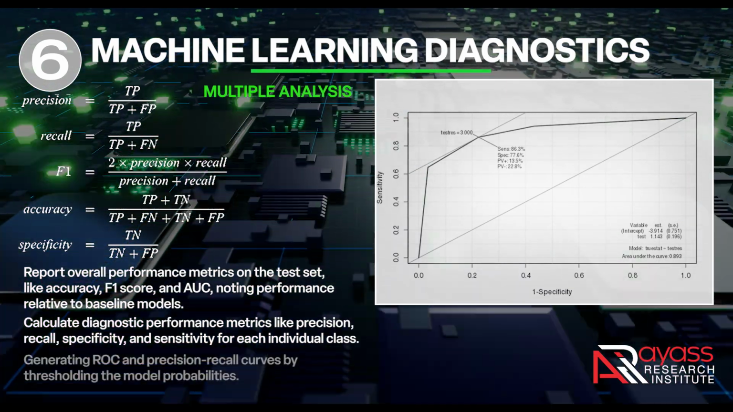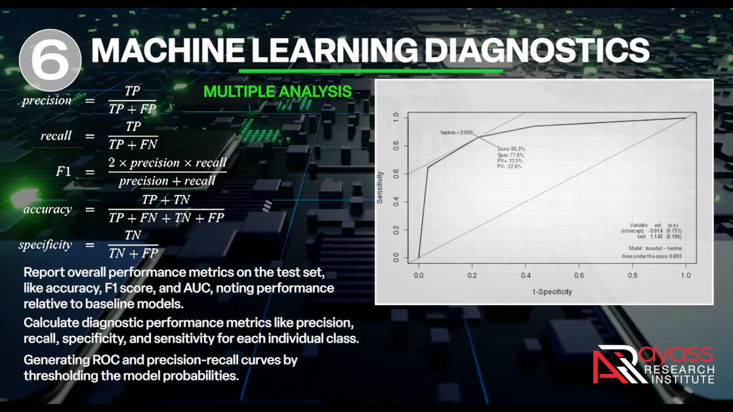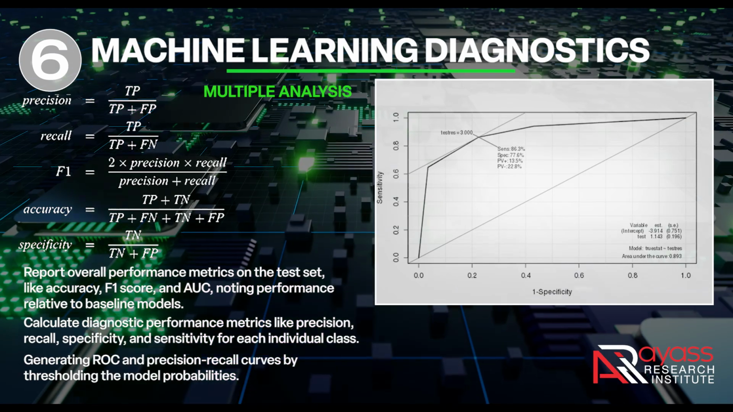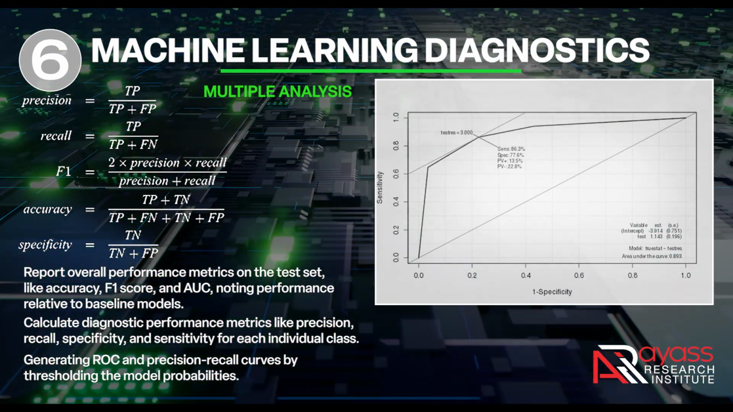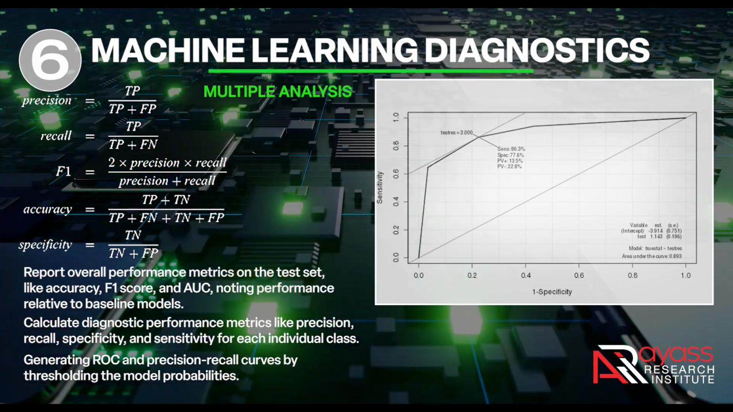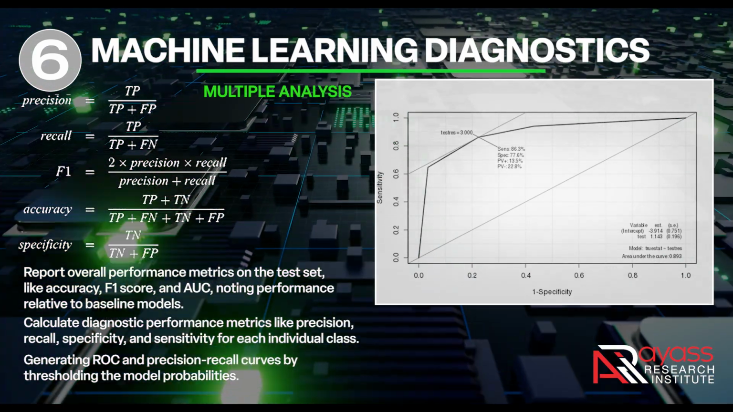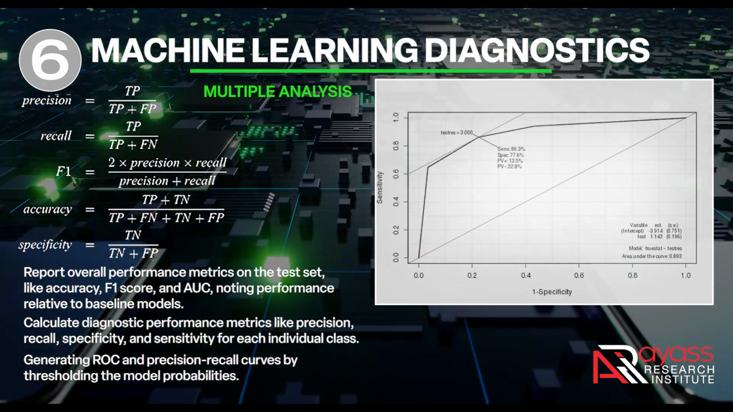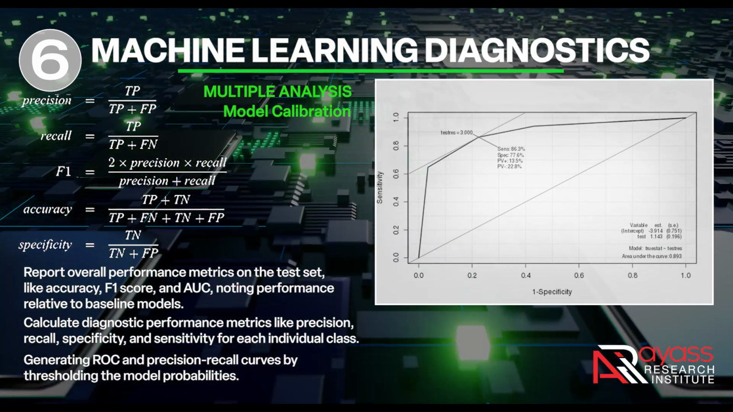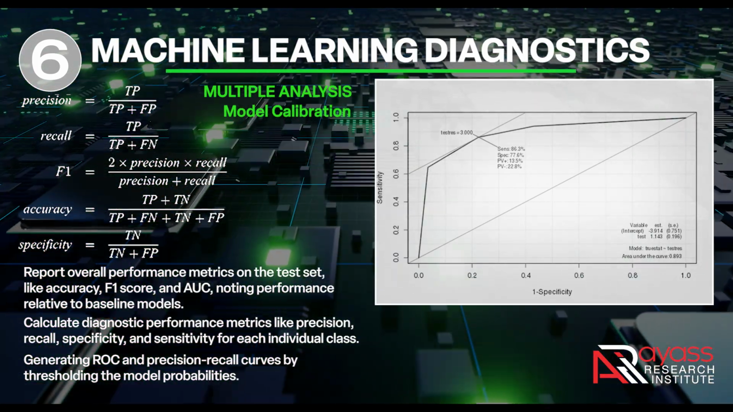Beyond this, generating ROC and precision recall curves by thresholding the model probabilities provides a more complete picture of performance over all thresholds. To identify biases, we can break down performance by patient subgroups, analyze frequently misclassified cases, and audit prediction errors. And model calibration techniques assess how well-aligned predicted and true diagnosis probabilities are.